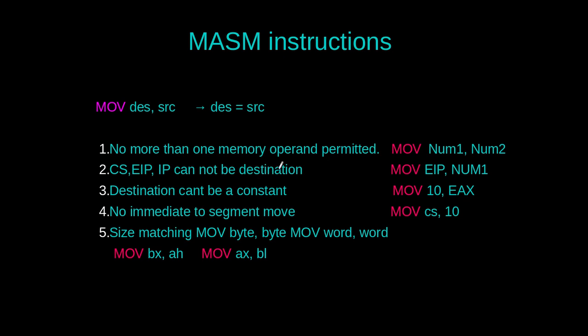Destination can't be a constant. I can't move from accumulator to 10, or from 10 to 10, a constant to a constant, or from memory to a constant. Why can't I move to a constant? A constant is neither a memory location nor a register. So if I move to it, where am I going to save it? This is not saved.